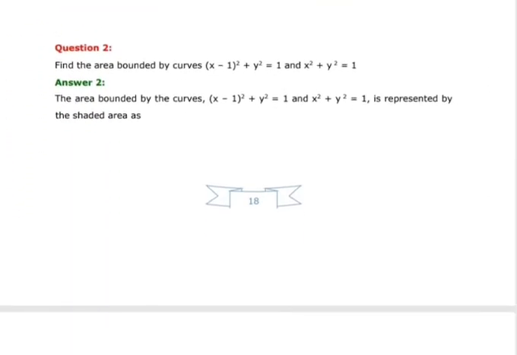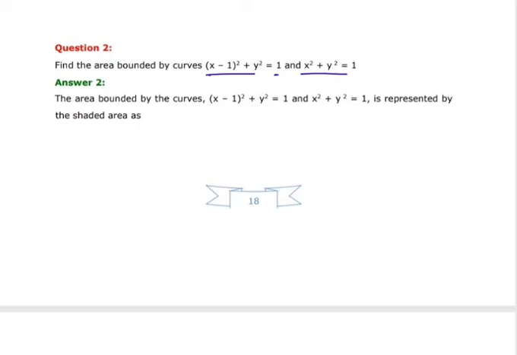So next moving to the second question, very simple questions are there. If you get the logic or the concept, if you understand once, means it is quite easy to solve, only the integration part is there, basic calculation. So to find the area bounded by the curve x minus 1 whole square plus y square equals to 1 and x square plus y square equals to 1. Two circles are there here.